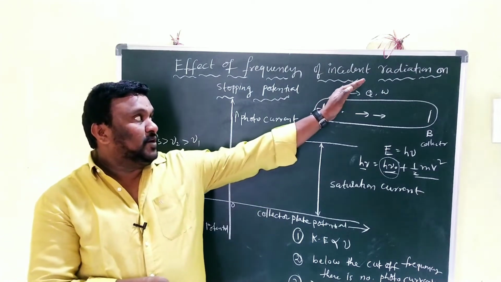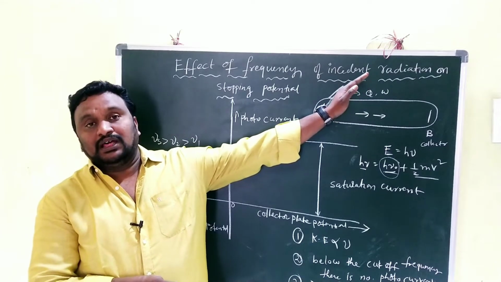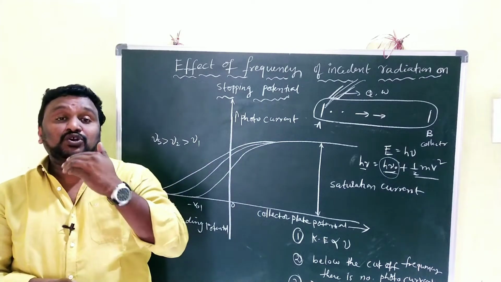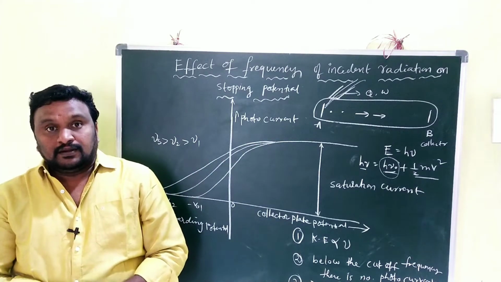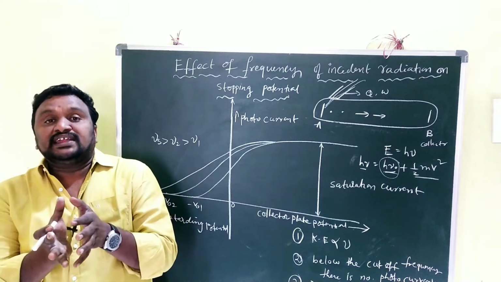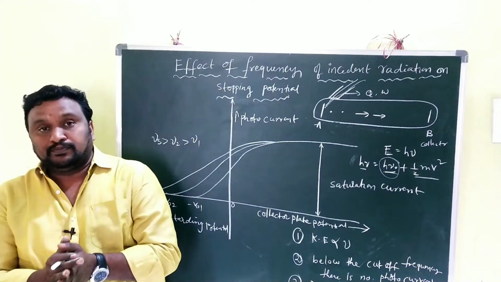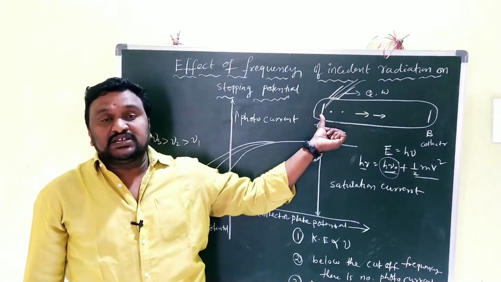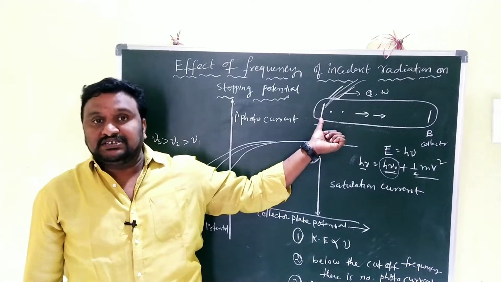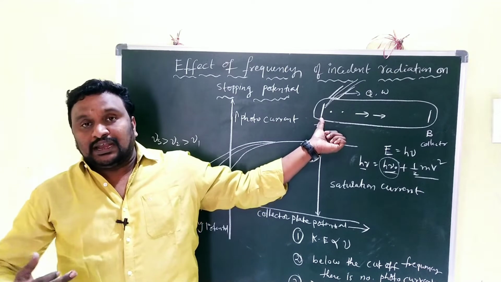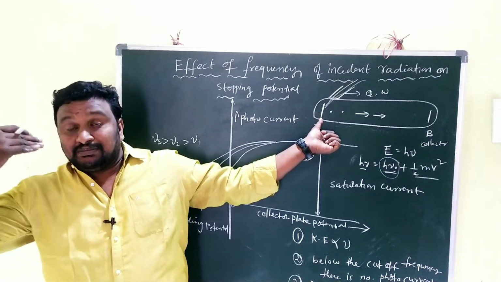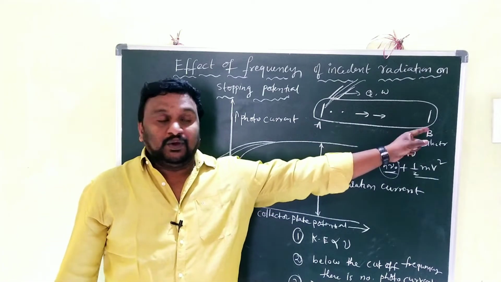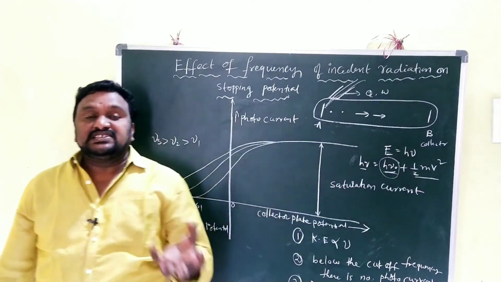The intensity of light incident on the metal surface decides the photoelectric current. Already I explained that. When intensity is more, photoelectric current is also more. Clear, children? Once the light falls on the metal surface A, an electron is emitted because of the photoelectric effect. Then the emitted electron must move from A to B, because B is the collector. The collector will collect all the electrons.